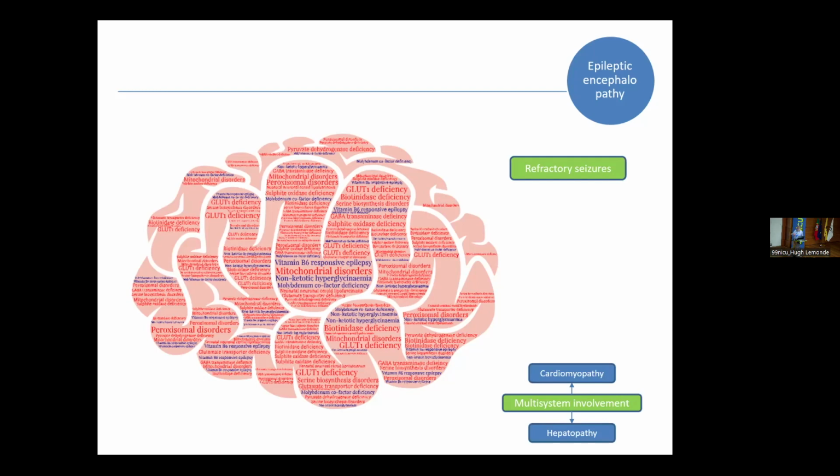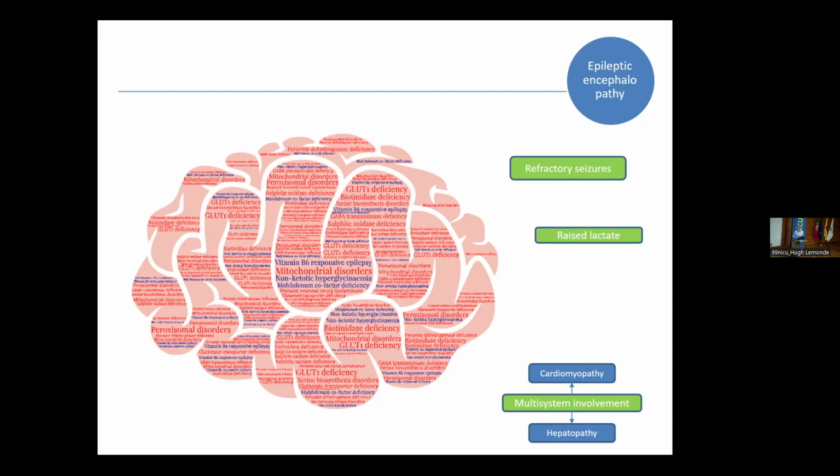So if this is a child who doesn't have a good history of HIE, for instance, so doesn't have a secondary cause of multi-system problems, do they have liver dysfunction? Do they have a cardiomyopathy? And certainly many mitochondrial disorders that present early on can present with this multi-system approach and seizures.